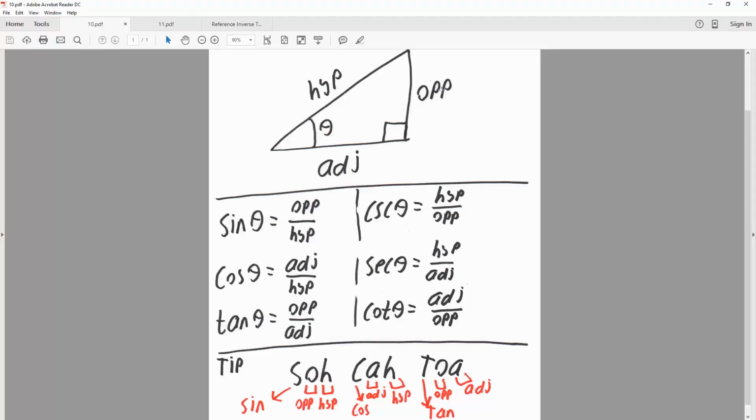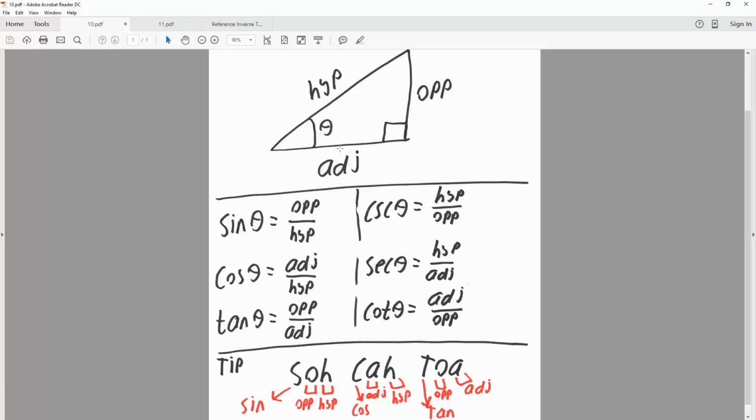We call this opposite because it's opposite of the angle. We're saying that this part right here is the angle we're referencing. And so this side right here is opposite. It's directly opposite of this angle. Next, we call this hypotenuse. It's diagonal from the right triangle, right angle. So hypotenuse is directly away from the right angle.